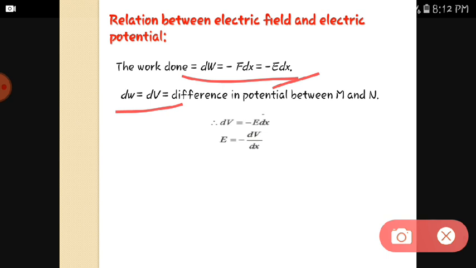dw is what? dv. In the earlier slide we have seen the difference in potential between two points. They have considered two points, M and N. So dv will be what? Minus E dx, because dw is nothing but dv. Instead of dw I am writing dv over here. So we are getting E, that is electric field, is nothing but minus dv by dx. So this is the relationship between electric field and electric potential.